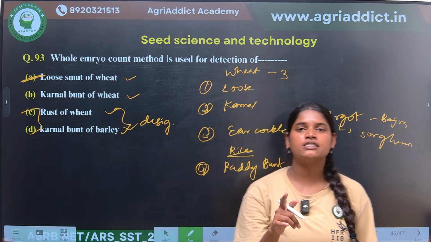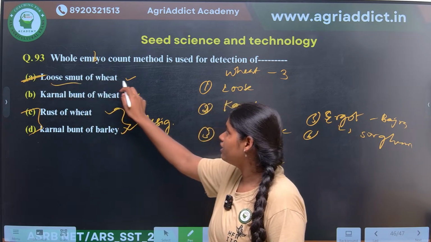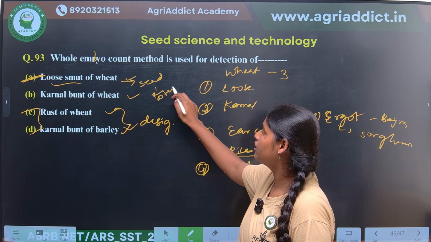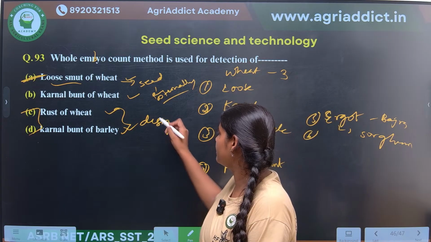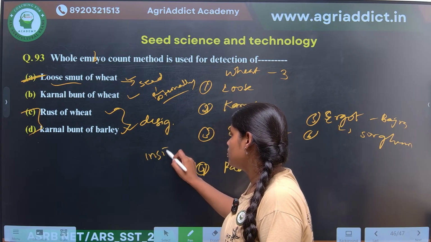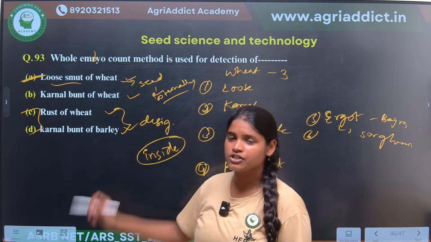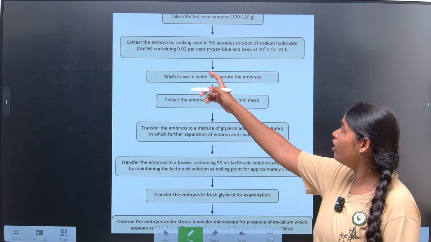Why so? The name itself indicates the whole embryo count method. It is used for seed-borne disease, especially internally seed-borne, that means the fungi or mycelia of the fungi are present inside the seed. To detect that fungi, we have to go for examination of the embryo. That is why we go for the whole embryo count method.